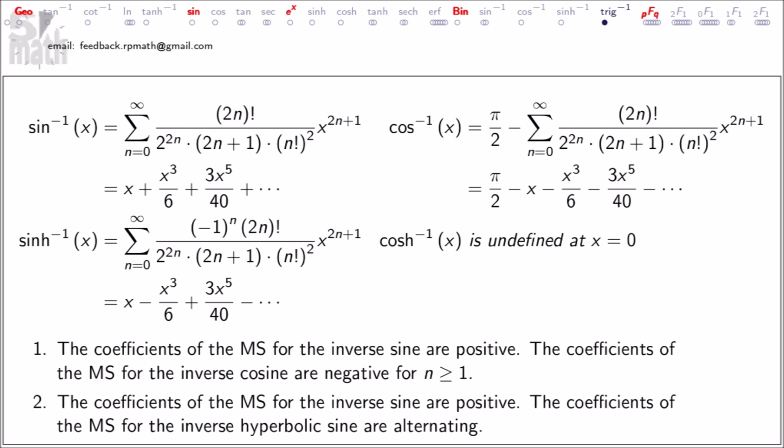The coefficients of the Maclaurin series for the inverse sine are positive. The coefficients of the Maclaurin series for the inverse cosine are negative for n greater than or equal to 1. The coefficients of the Maclaurin series for the inverse hyperbolic sine are alternating.